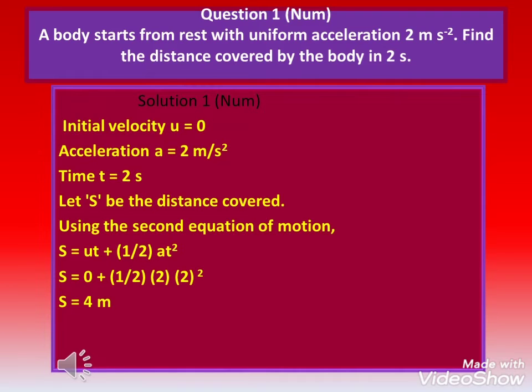Here, initial velocity u is equal to 0 because the object is starting from rest, which means initial velocity is 0. Acceleration is given as 2 meter per second square. Time is given as 2 seconds. And we have to find the distance covered by the object. We have the equation s is equal to ut plus half at square. By substituting the values in this equation, we get s is equal to 0 plus half into 2 into 2 square. Finally, we get s is equal to 4 meter.